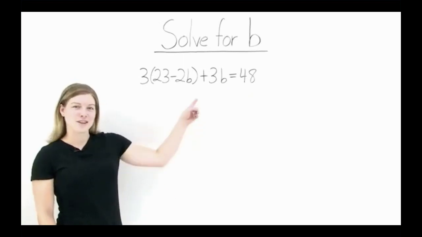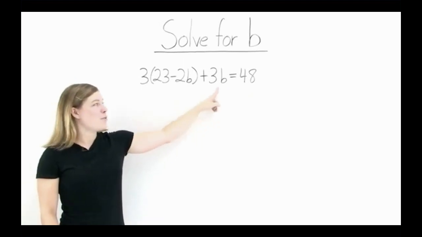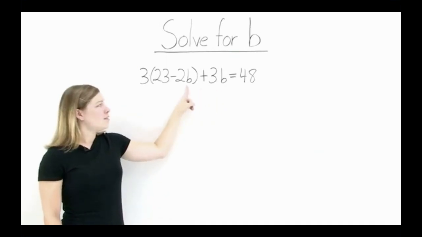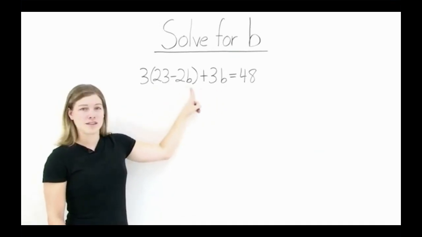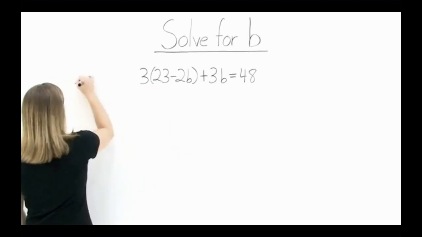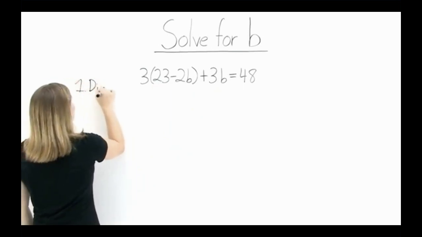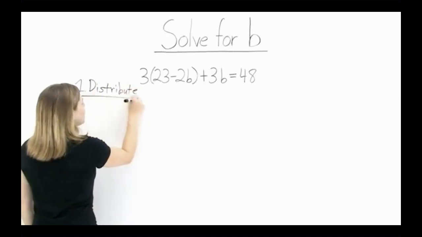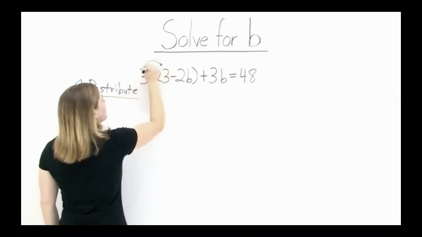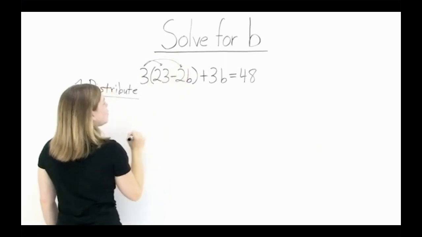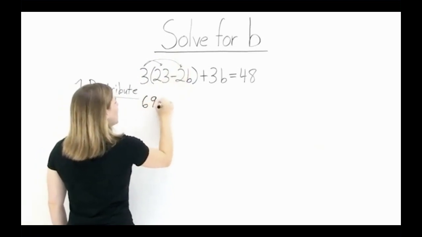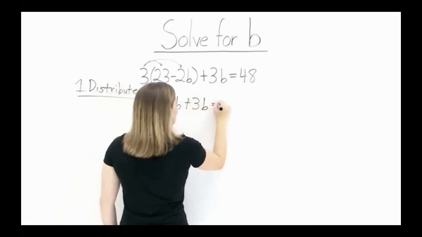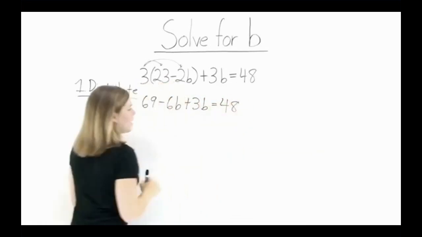Let's solve for b in this equation. Notice that we have two b's, so we need to combine them together. But before we can do that, this b is stuck inside these parentheses. So we need to get rid of these parentheses first. To do that, we're going to use the distributive property to distribute our 3 into our parentheses. So take 3 and distribute it into 23 and negative 2b. We'll get 69 minus 6b, and then we rewrite our 3b, and that equals 48.